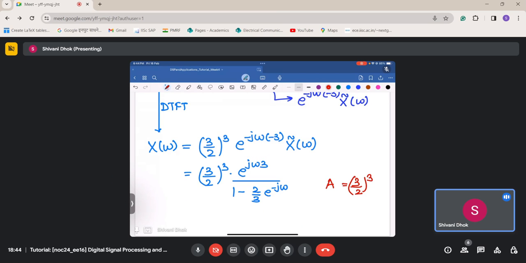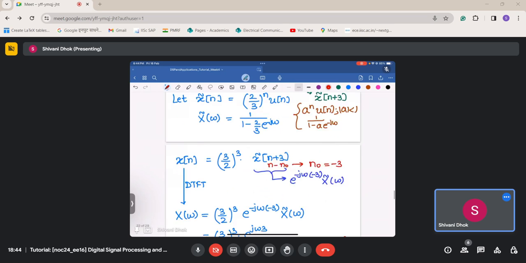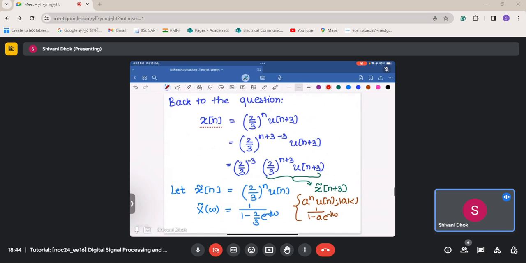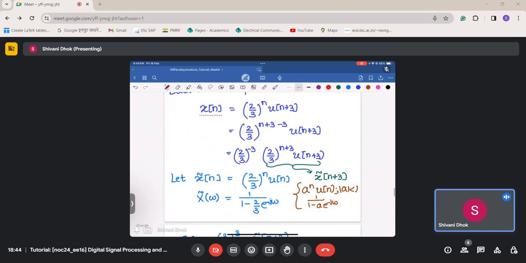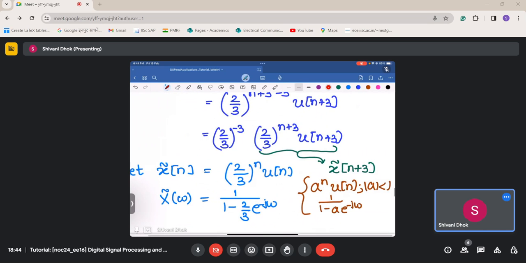So if you observe carefully, this exponential signal, 1 by 2 to the power n u[n], is a standard signal, and generally the DTFTs of these signals or any properties of these signals are well known. So if the properties are well known, and if we are given some modification of this particular standard form, then it is easy to apply a property.